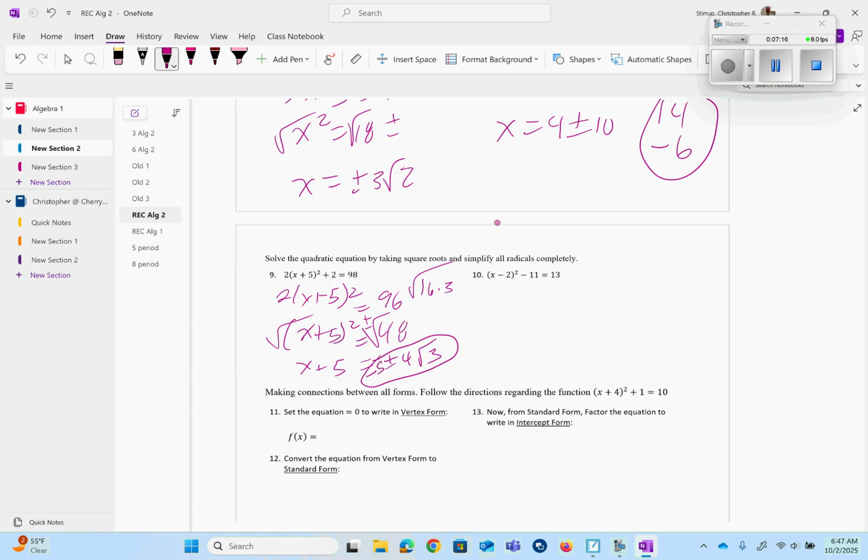Number 10, we're going to add 11 to both sides. Take the square root of both sides. Don't forget the plus or minus. So that's going to break down to 4 times 6, which is going to be 2 root 6. Add 2 to both sides. 2 plus or minus 2 root 6.